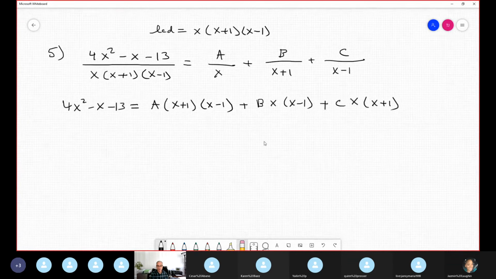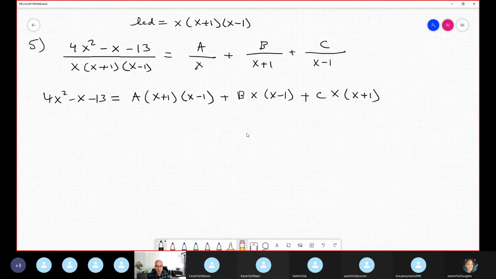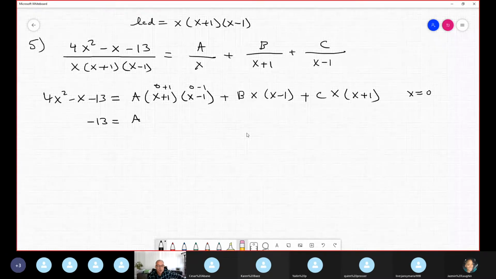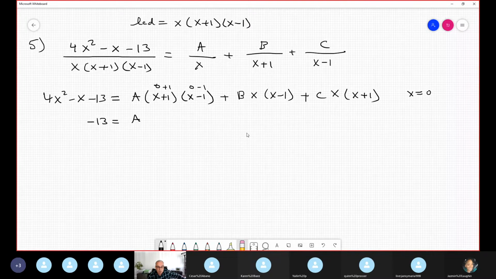Now I apply the smart value. For example, one good smart value is 0. When you substitute x equal to 0, you have here negative 13. We have A times 0 plus 1, and 0 minus 1. 0 plus 1 is 1, and 0 minus 1 is negative 1. So actually we have negative 1 here. And 0 cancels out that guy and that guy, because 0 times any number is 0. That's it. We get A is equal to 13.